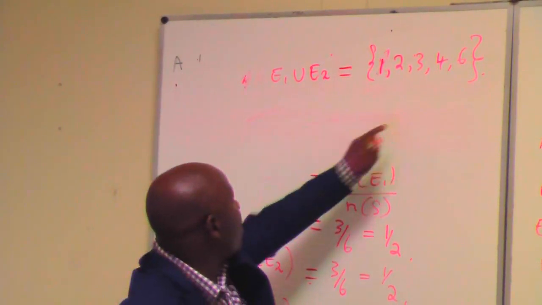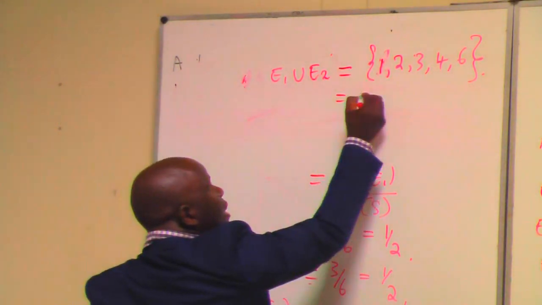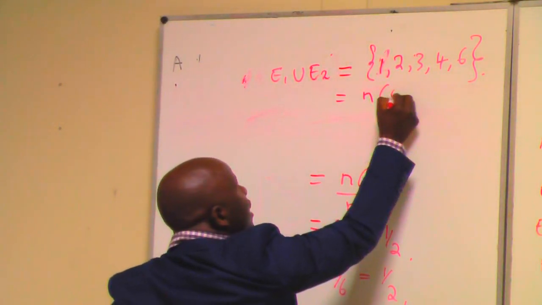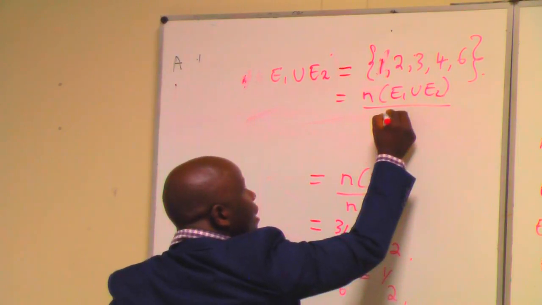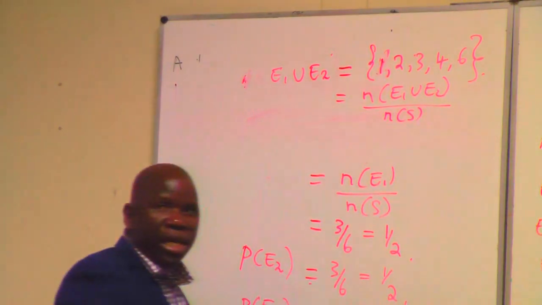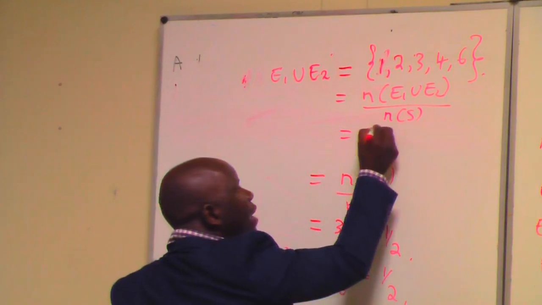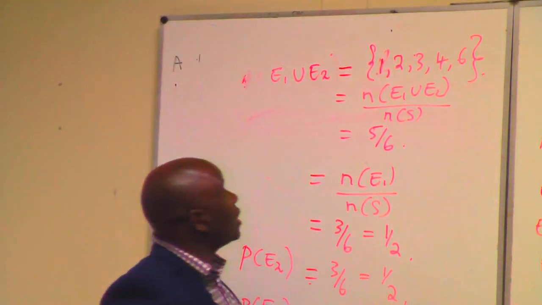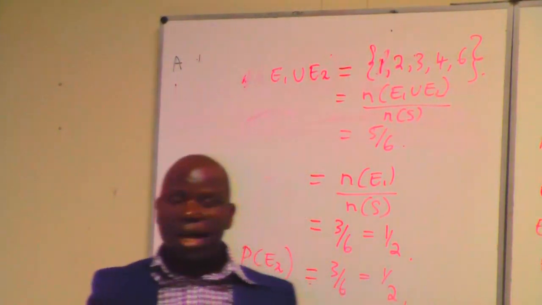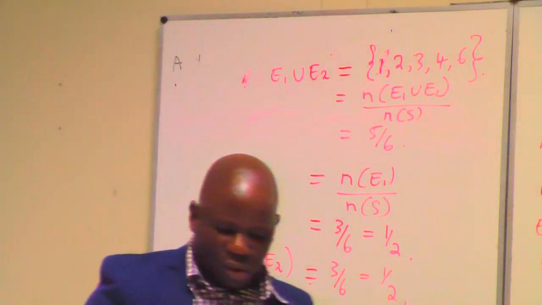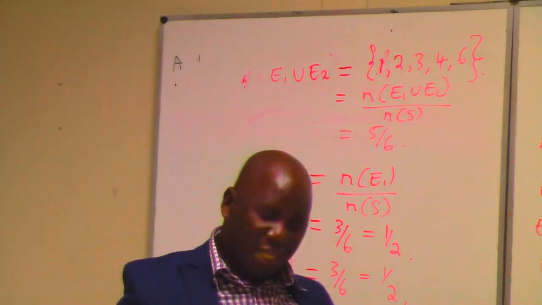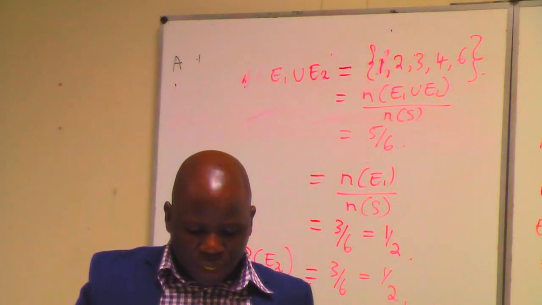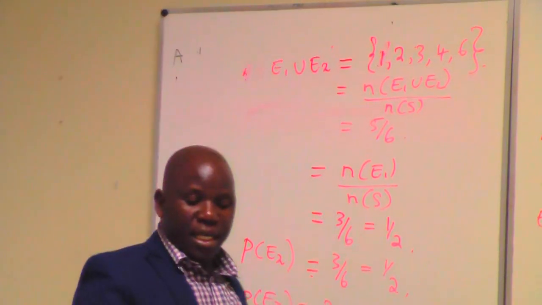So to get the probability, it will still be the number of elements in E1 union E2 divided by the number of elements in the sample space, which is equal to 5 over 6. You can see how many elements we have in E1 union E2, and also how many elements we have in the total sample space. That one we know. Now, what is E1 intersection E2?